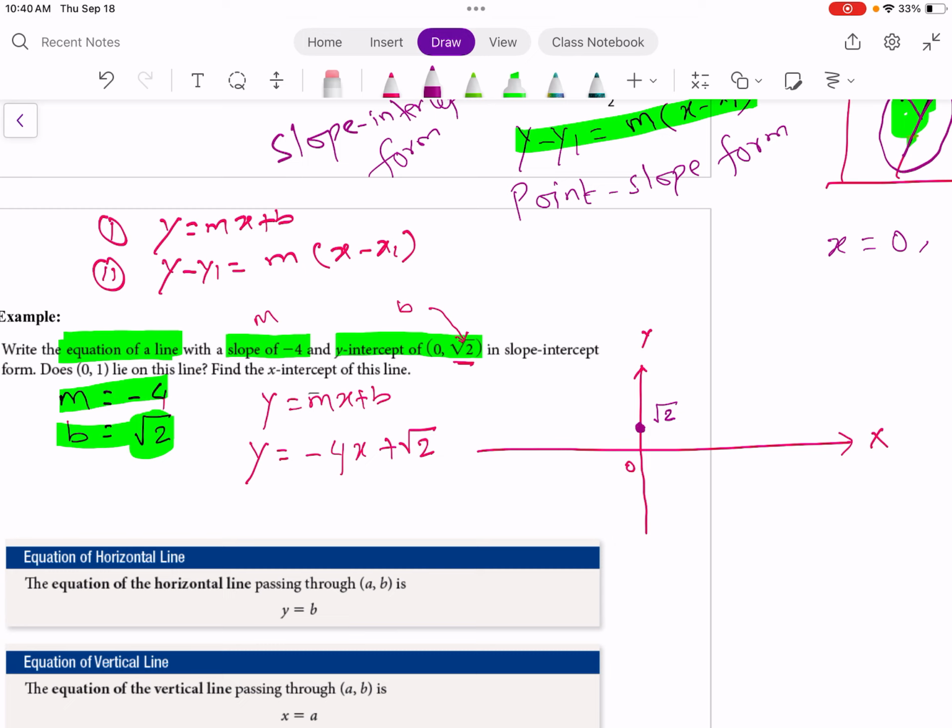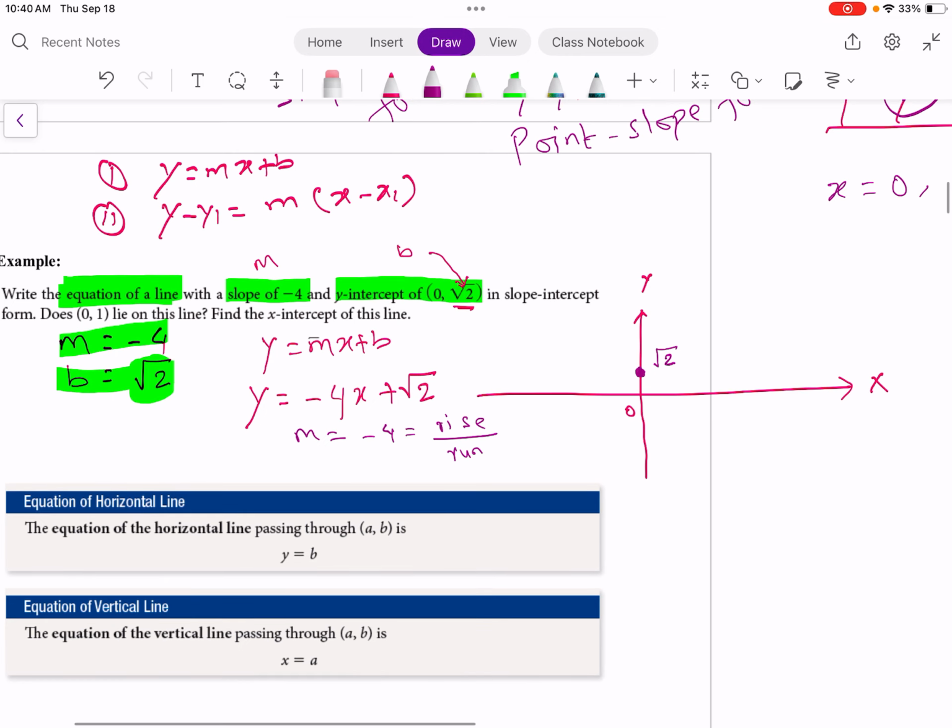Okay, our slope is -4. Now what does this mean? How did we define our slope? Slope is rise over run, right? In our case, what is rise? Rise is -4. What is run? 1, right? If it's nothing, it's always 1. So our rise is -4, our run is 1.